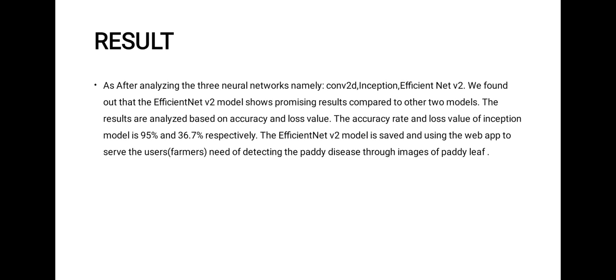Results. After analyzing the three neural networks, namely CNN, Inception, and EfficientNet V2, we found that the EfficientNet V2 model shows promising results compared to the other two models. The results are analyzed based on accuracy and loss value. The accuracy rate and the loss value of the Inception model are 95% and 36.7% respectively. The EfficientNet V2 model is saved and used in the web app to serve the user's need of detecting paddy disease through an image of a paddy leaf.